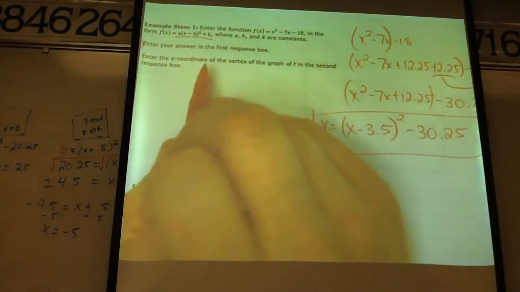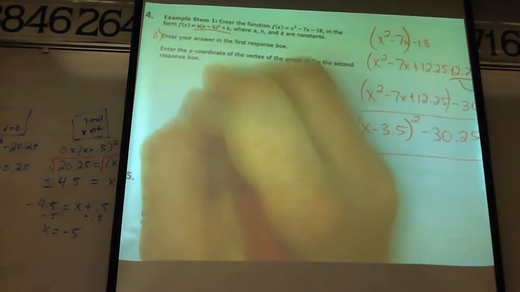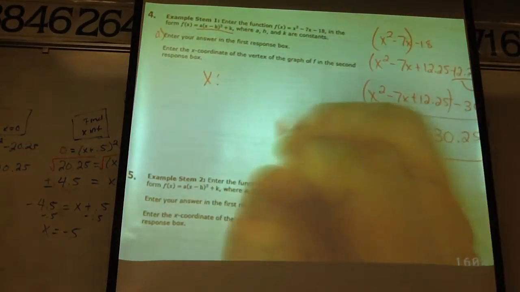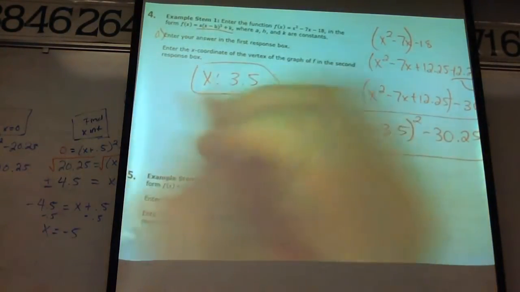Then the second part, enter the x coordinate of the vertex. It's already in vertex form. What's the x coordinate of the vertex? 3.5, positive 3.5. That would be part B.